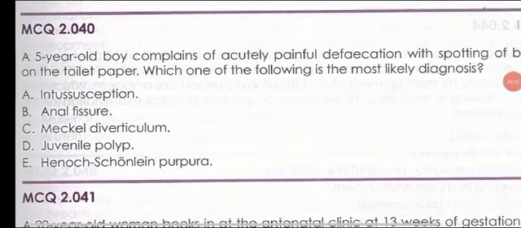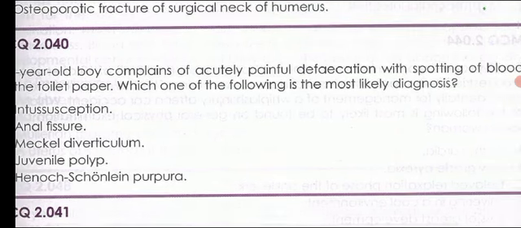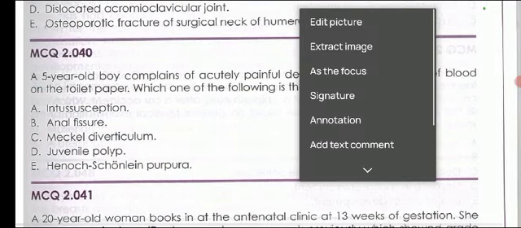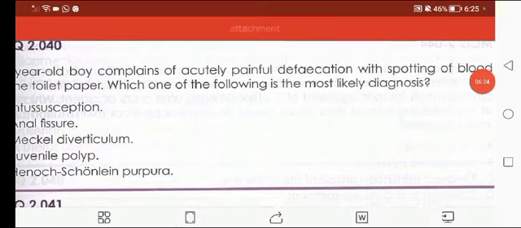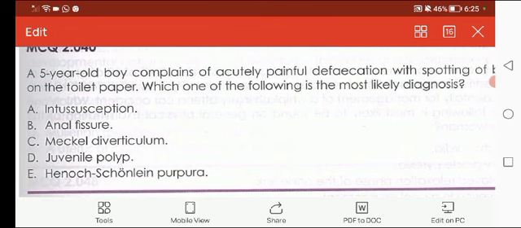A 5-year-old boy complains of acutely painful defecation with spotting of blood on the toilet paper. Which one of the following is the most likely diagnosis? Intussusception, anal fissure, Meckel's diverticulum, juvenile polyp, Henoch-Schönlein purpura. Whenever we see painful defecation, the commonest diagnosis is anal fissure.